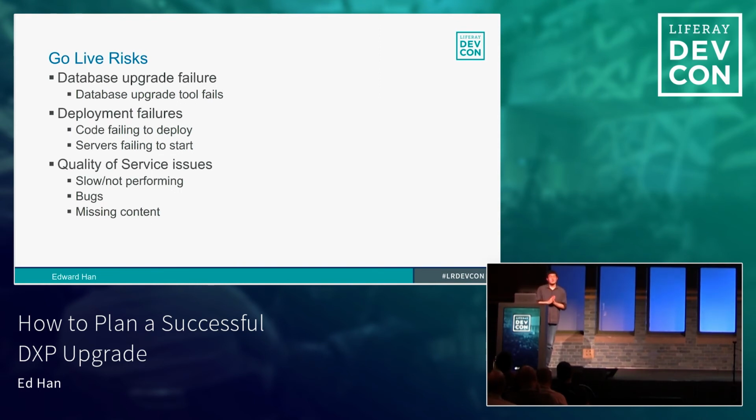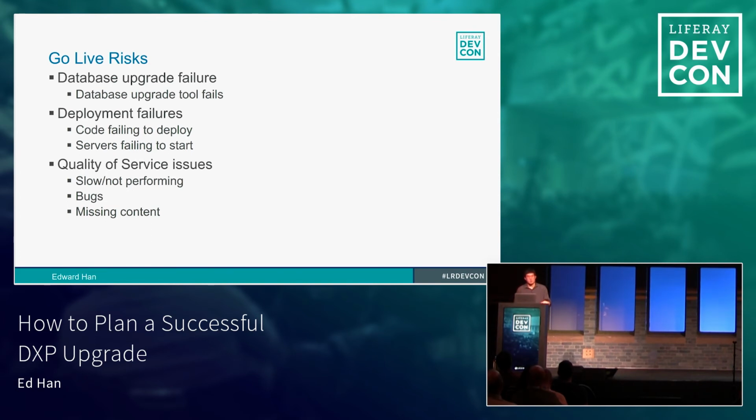Now, these are the go live risks. Everything that we've talked about up to this point has focused on reducing these risks. So generally speaking, we see these types of failures when we do an actual launch. The database upgrade failed. So for whatever reason, the database that we tested on was different from what's in production, and production added some bad reference. Run the upgrade, it fails. What do you do? Deployment failures.